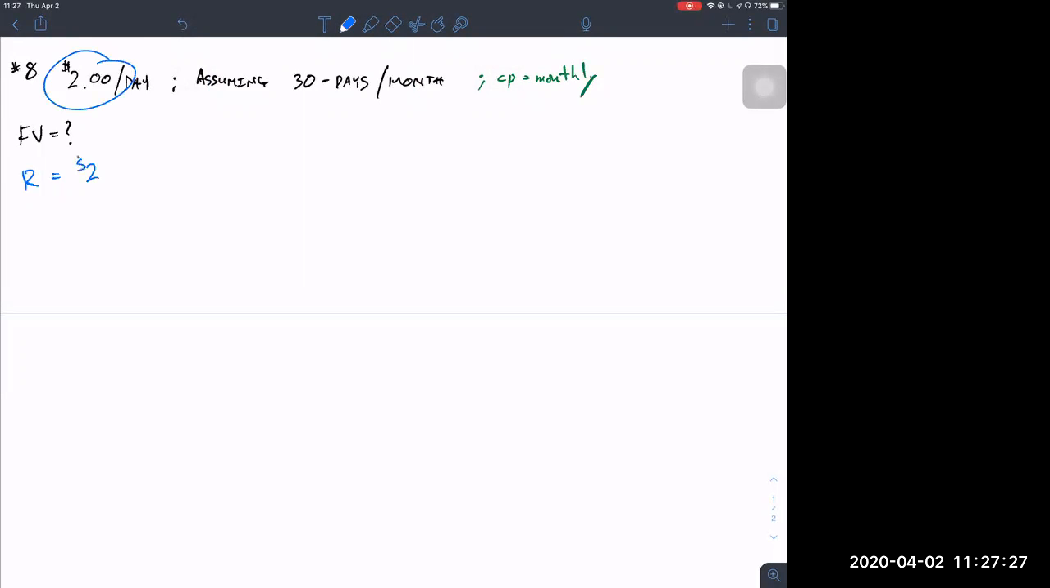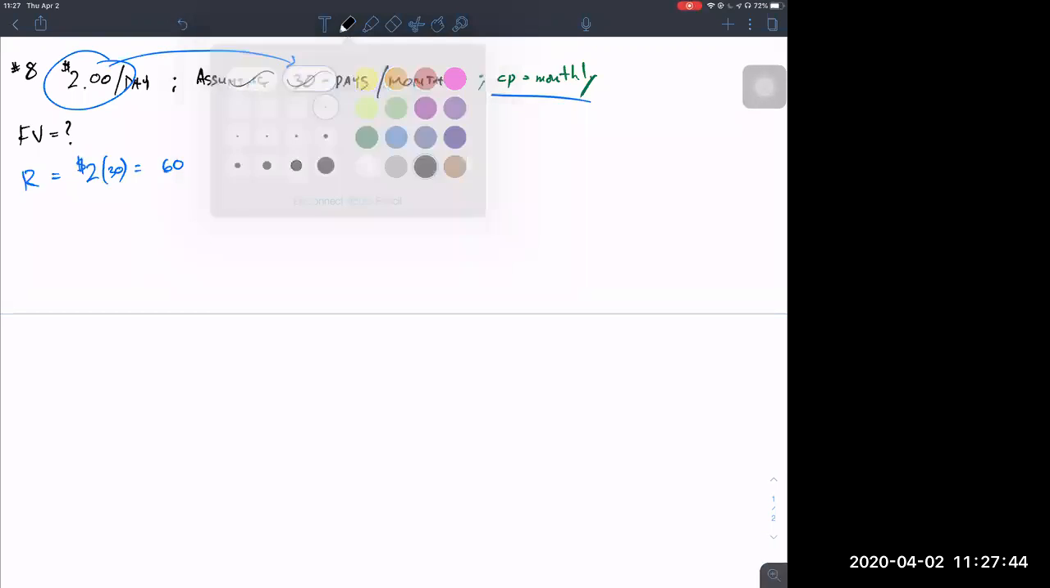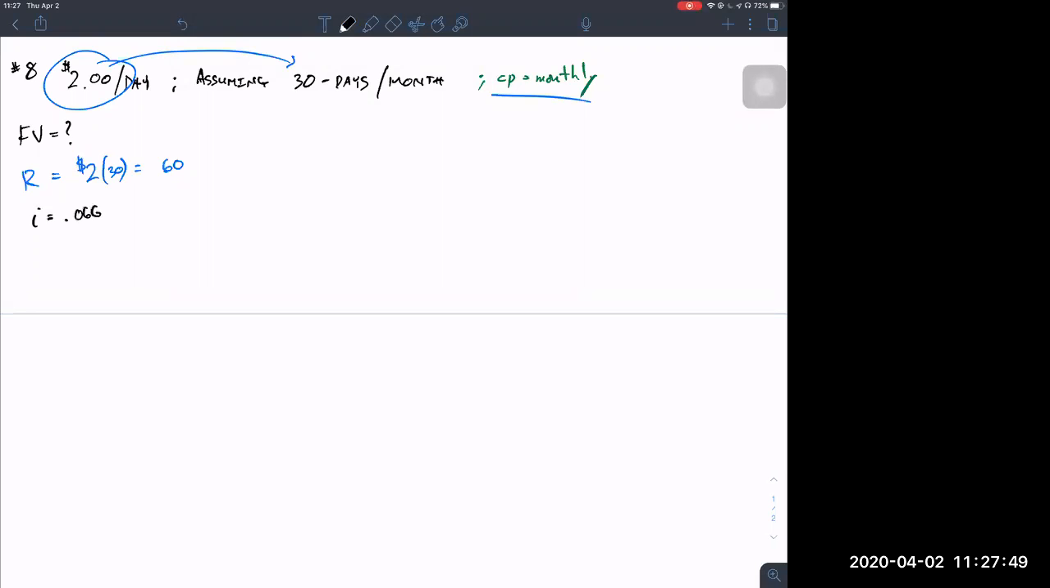And you might go, well, wait, that's per day. You're compounding monthly. Well, how do we compensate for that? The fact that I told you to assume 30 days in a month. So in other words, your recurring payment should be 60 in this problem. So that's probably what people were confused about. Everything else should still be the same, right? I is equal to 0.066 divided by 12. N is equal to what? How long did I say? 20 years.